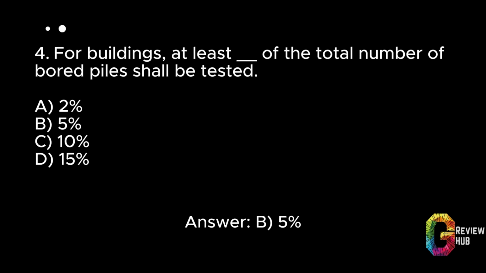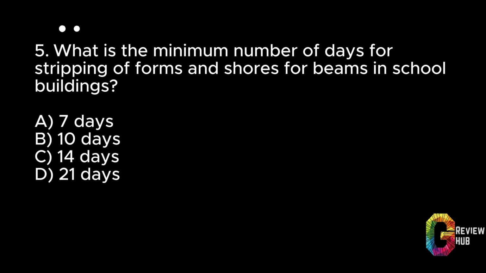5. What is the minimum number of days for stripping of forms and shores for beams in school buildings? A. 7 days. B. 10 days. C. 14 days. D. 21 days. Answer: C. 14 days.